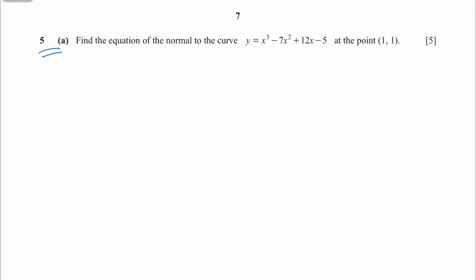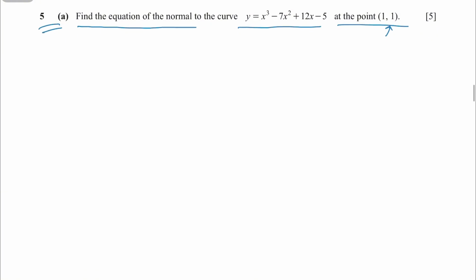Now moving on to question 5, where it states find the equation of the normal to the curve y equals this at the point this. We are given both the points. Since we need to calculate the equation of the normal, we need to calculate dy by dx, which will give us the tangent's gradient. So this would be 3x squared negative 14x, I guess, plus 12. So our dy by dx would look like this.